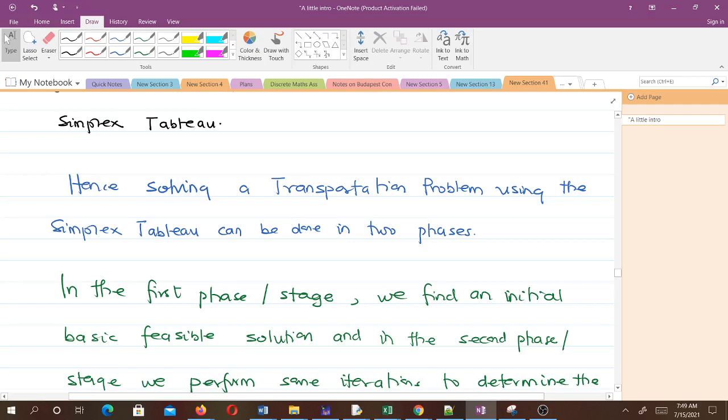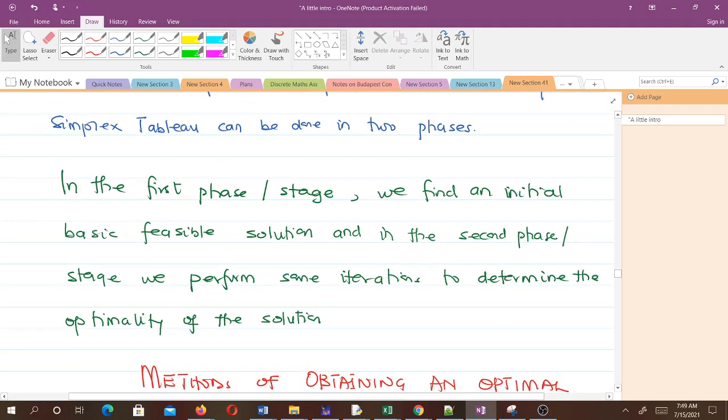In the first phase or stage, we find an initial basic feasible solution. And in the second phase or stage, we build on the solution from stage 1 to make sure that we get an optimum solution. That's what we do when we are solving a transportation problem. In the first phase, we get an initial basic feasible solution, and after that we build upon that to get an optimal solution, right?